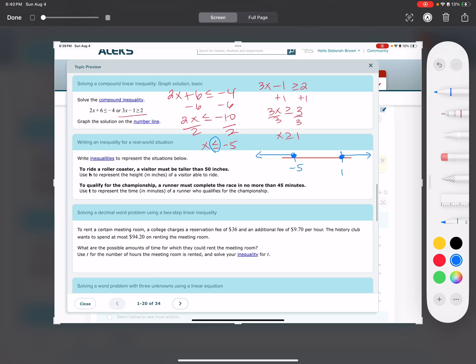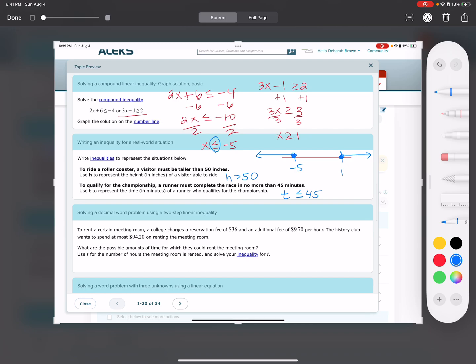Okay, this one says write the inequalities to represent the situation below. To ride the roller coaster, a visitor must be taller than 50 inches. H greater than 50. I can't be 50 exactly, I have to be taller than 50. To qualify for the championship, a runner must complete the race in no more than 45 minutes. So your time has to be less than or equal to 45. So 45 is okay.